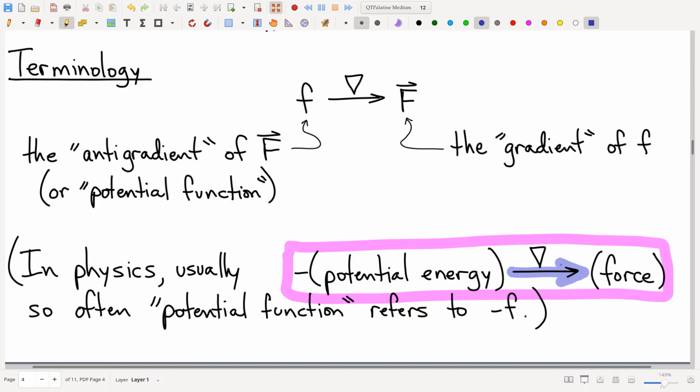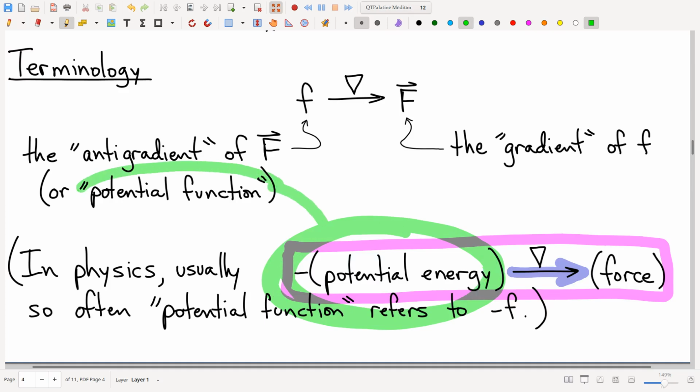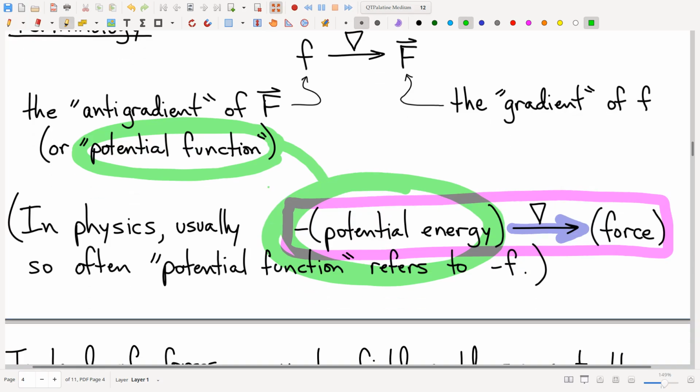connects to force. And so, yeah, there is a natural argument to want to call what I like to call the anti-gradient, to call it the potential function. And this is by far the more common term. So you're going to hear a potential function, whether I like it or not, whether you like it or not. That's out there. And now you may have noticed why it is I'm uncomfortable with this terminology.